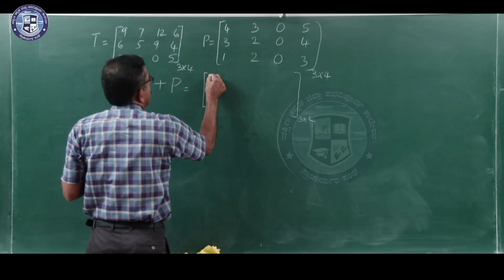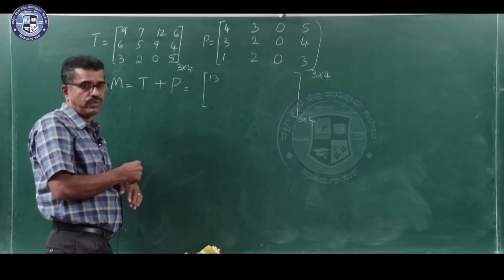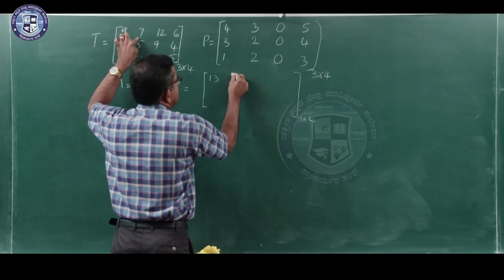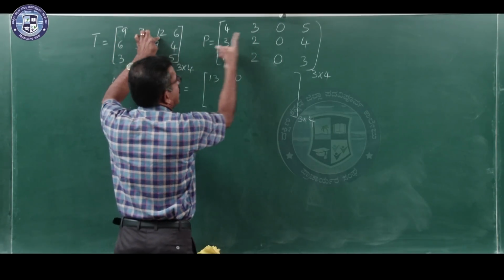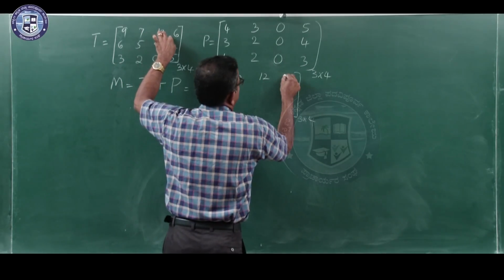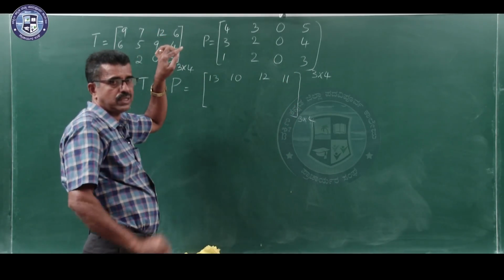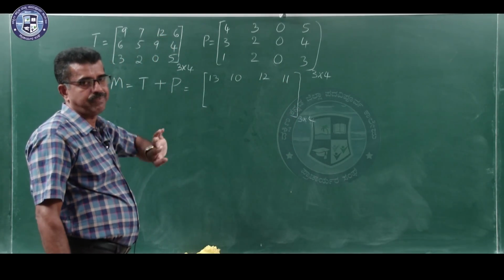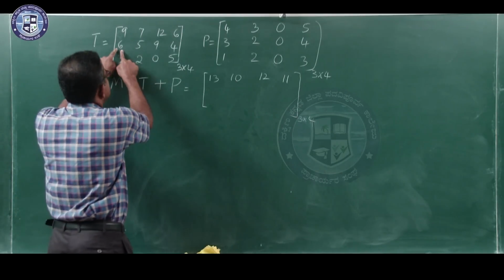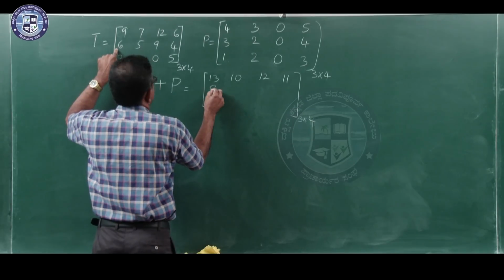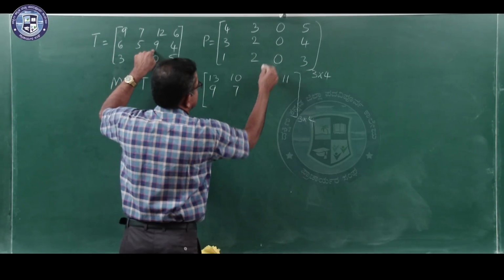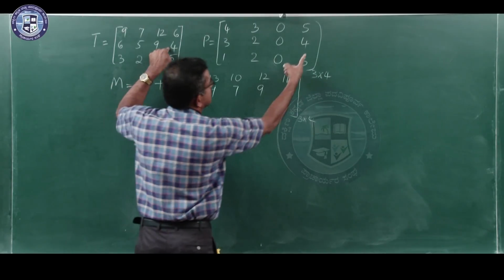9 plus 4, it is 13 out of 15. Now second one is 7 plus 3, it is 10. Third one is 12 plus 0, corresponding elements are added. 6 plus 5, 11. Have you understood? It is a meaningful one, otherwise meaningless. Okay, next we have to add 6 with the 3, it is 9. 5 with the 2, 7. 9 plus 0, 9. 4 plus 4, 8.